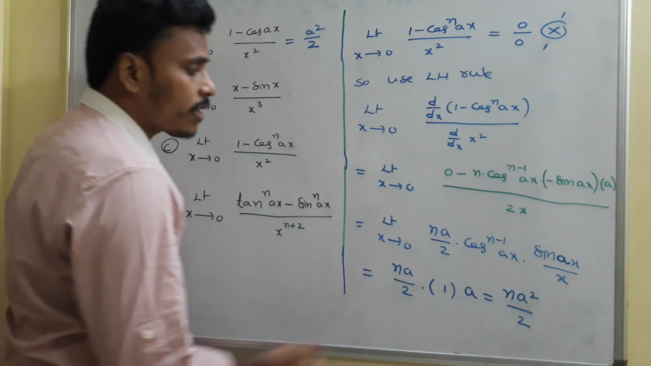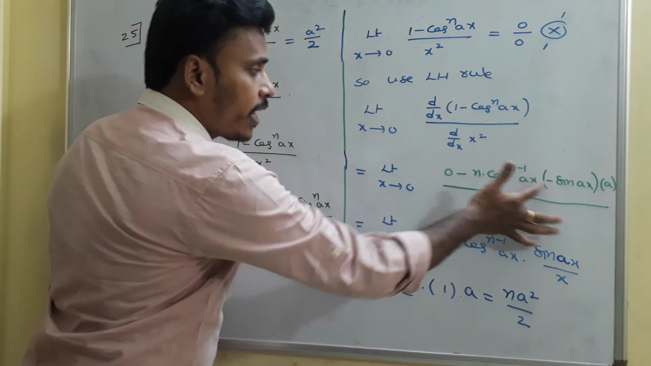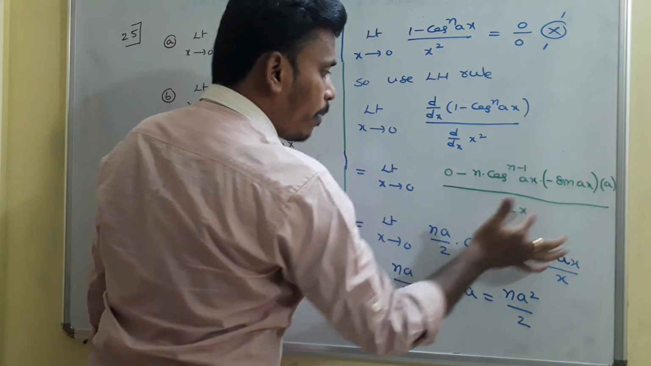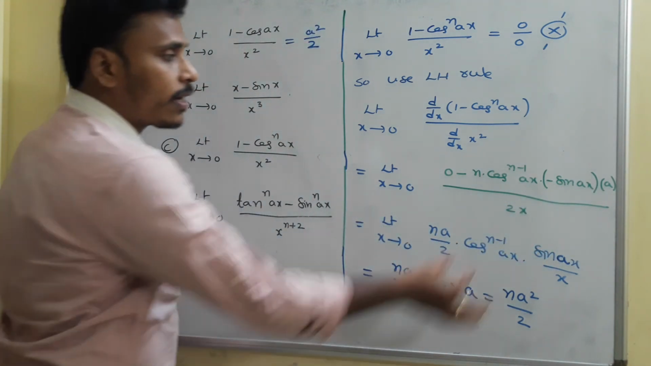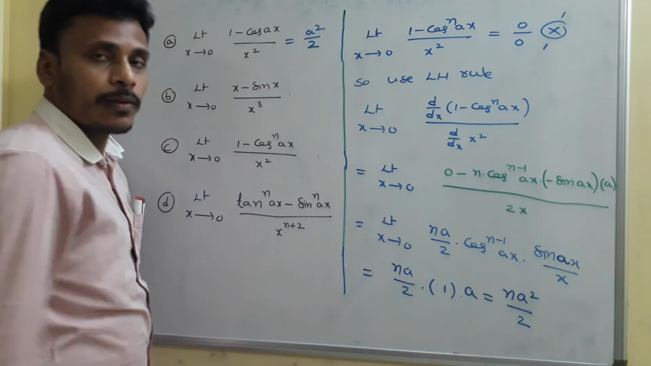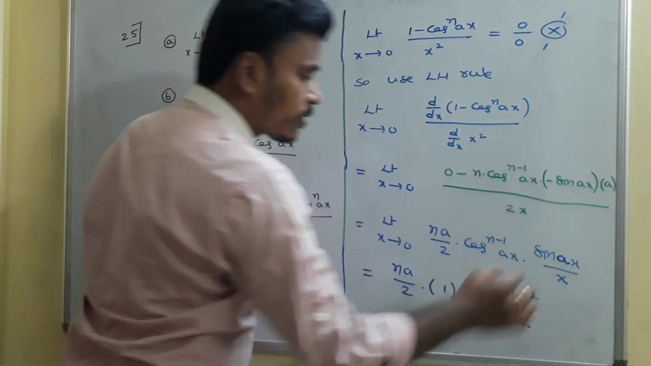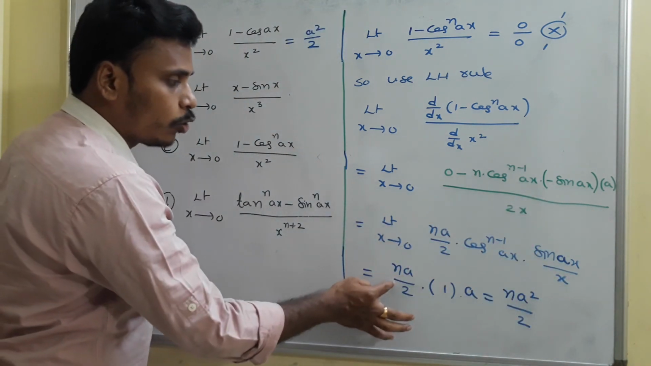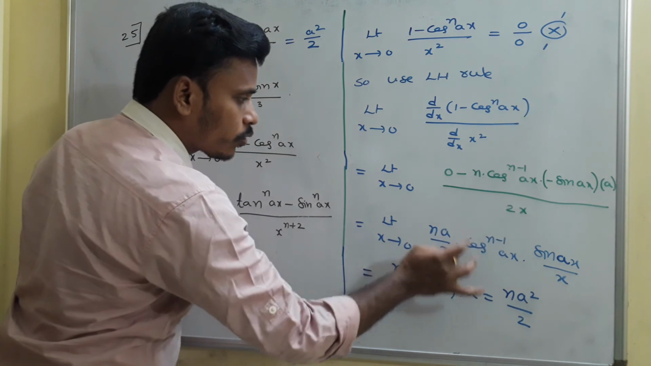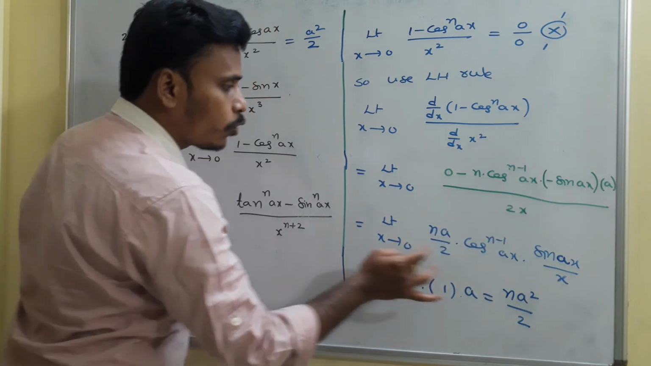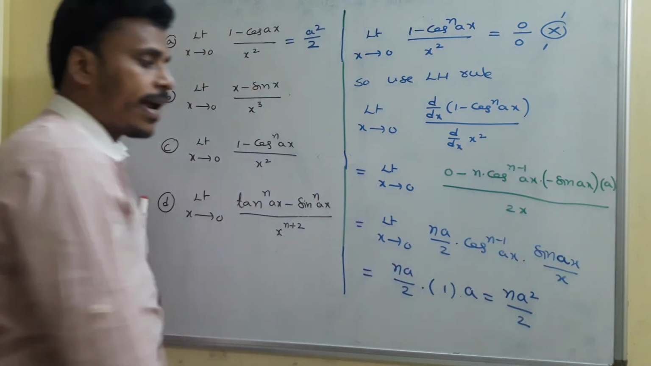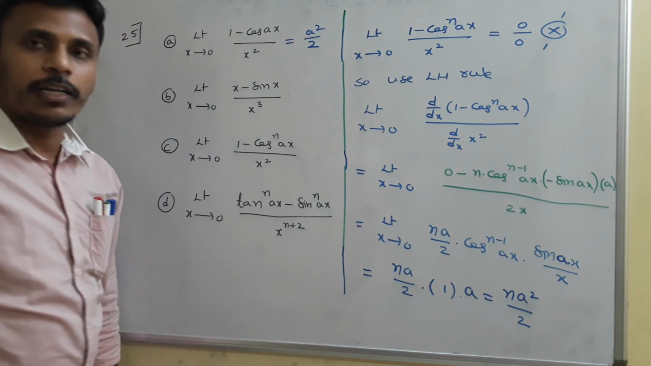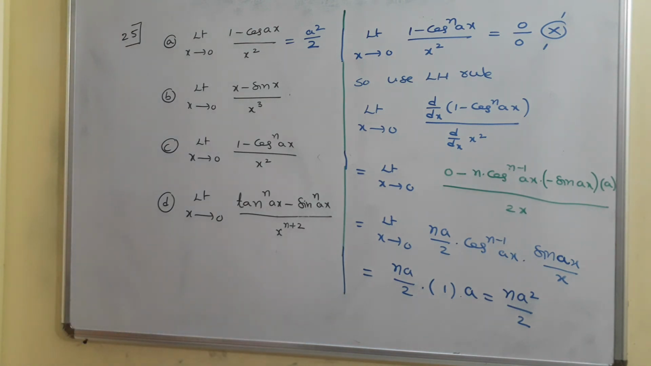Now what I am doing is I am just separating the constants. Minus into minus is plus, n into a by 2 separated. And then cos power n minus 1 ax, and then sin ax by x. This is just like n a by 2. If you replace x with 0, this value is 1. As x tends to 0, this is a standard one. And just multiply it, your answer is n a square by 2. Okay.